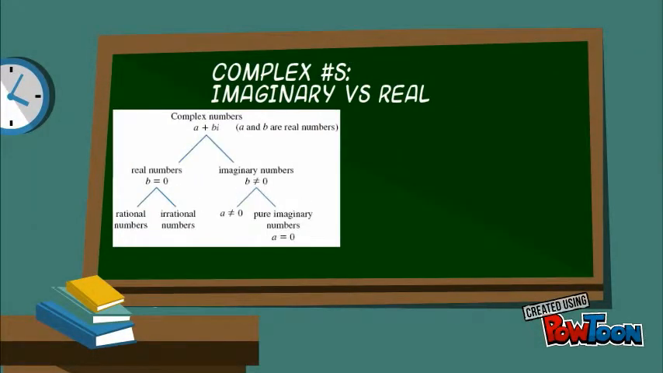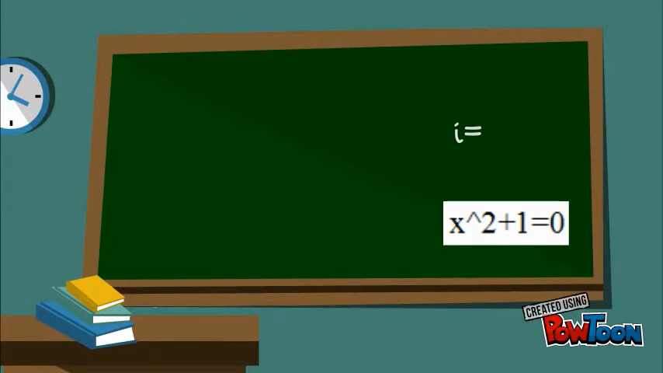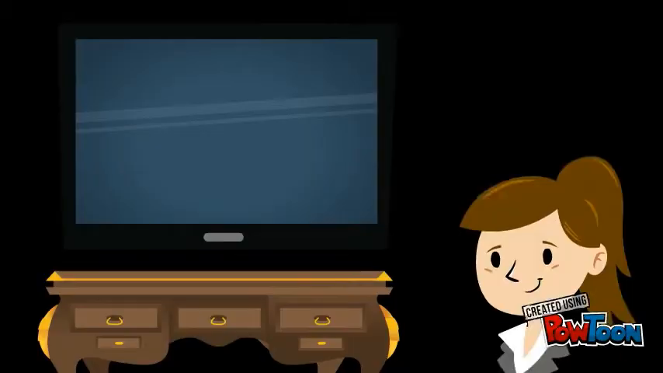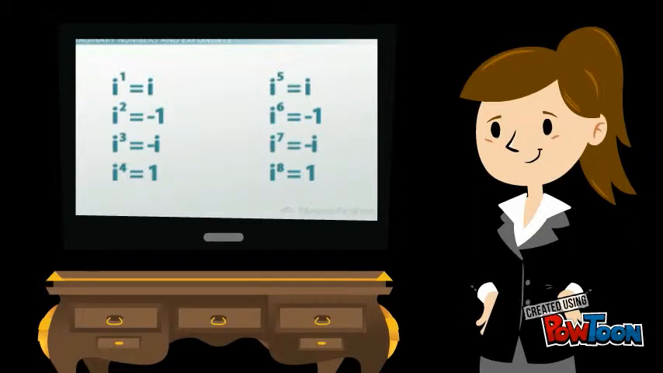Now, both real and imaginary numbers fall under the realm of complex numbers. The imaginary unit i represents the square root of -1, which is an answer to an equation such as x squared plus 1 equals 0. Now, here's a chart of i raised to the 1st through 8th powers. Notice how the result cycles after every 4 powers. This is a pattern you should keep in mind, for it is very helpful, especially when dealing with larger powers.